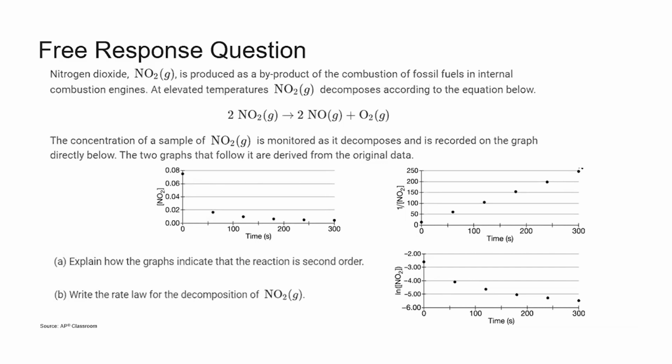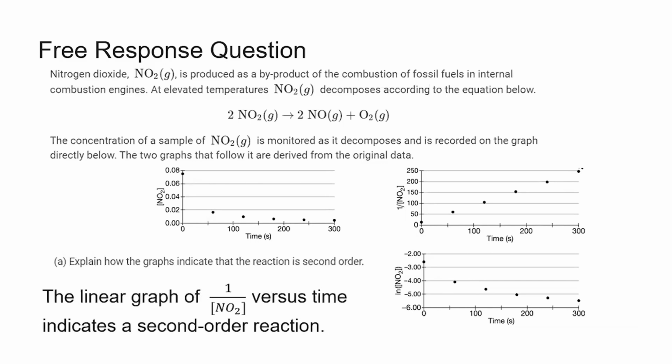Well, if you look at these, you see that we have the inverse of NO2, I'm sorry. This one right here is the one that's pretty linear compared to the other ones. So the reason why we know that this is a second order reaction is because the inverse of the reactant is a linear graph. So a linear graph in the inverse tells us that it's second order.